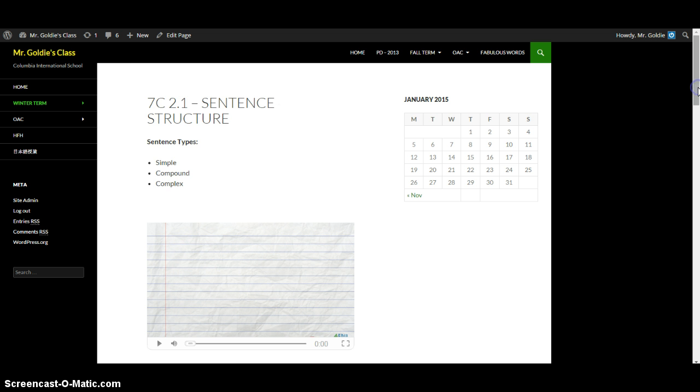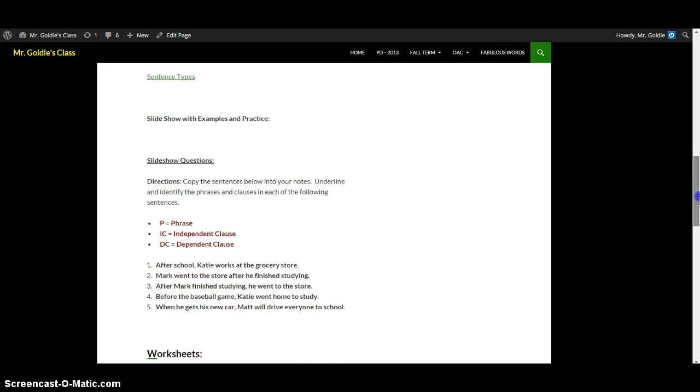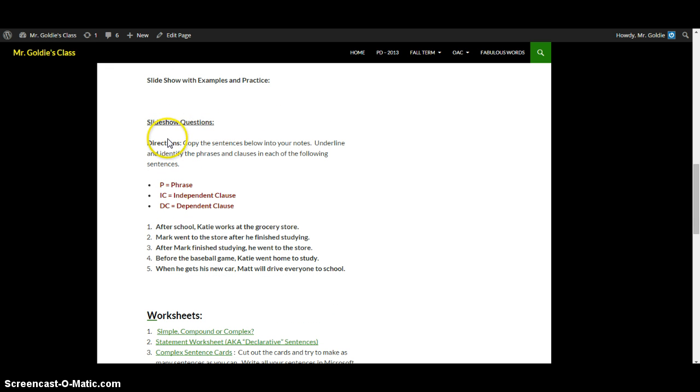So it's your turn. On my homepage, you're going to continue down to complete these questions. Your directions are to copy the sentences below into your notes. Then underline and identify the phrases and clauses in each of the following sentences. So, underline the phrase in each sentence, if it exists. Underline the independent clause in each sentence, and underline the dependent clause in each sentence if they are there. Okay? Good luck.